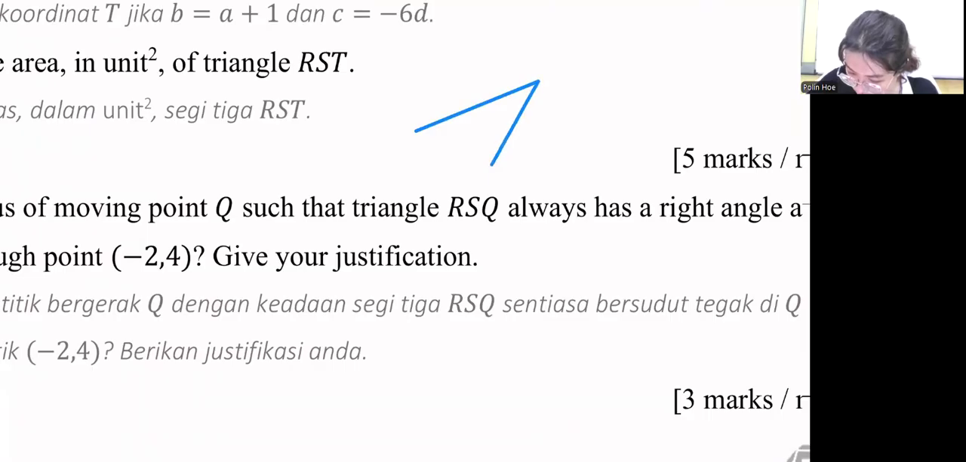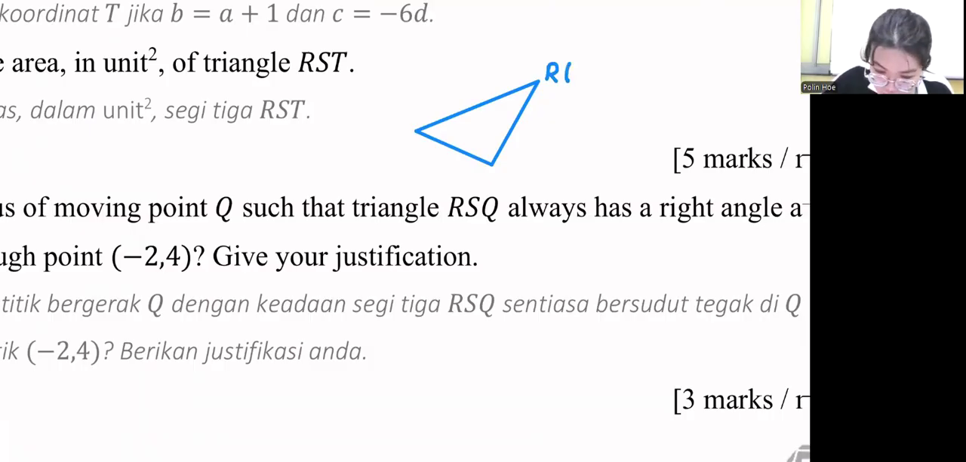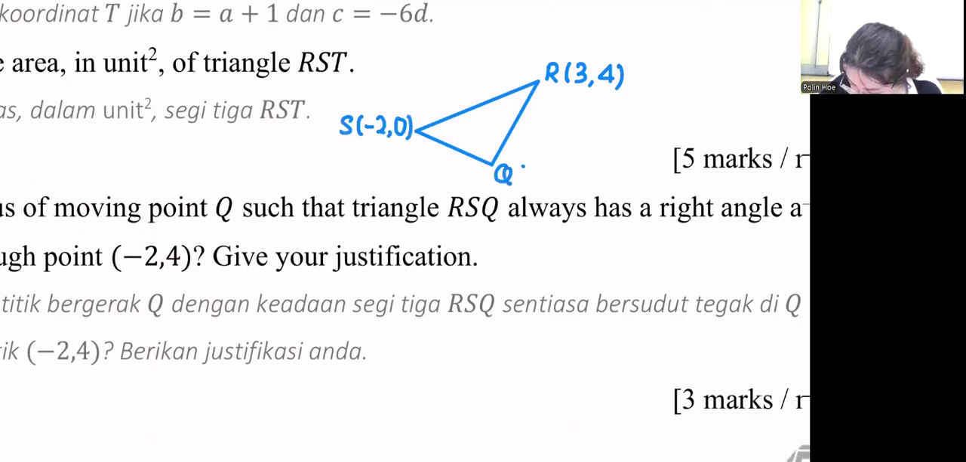If they say it has a 90-degree right angle, so this is your R. R is 3, 4. This is your S, negative 2, 0. This is your point Q, I don't know. It has a 90-degree. So I have to know what is this, correct? This is a very special question.